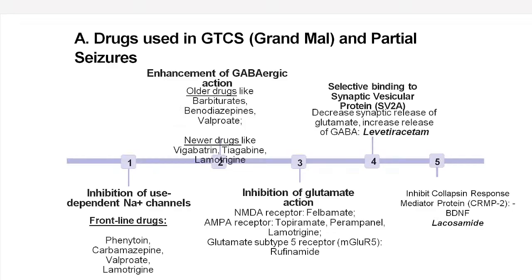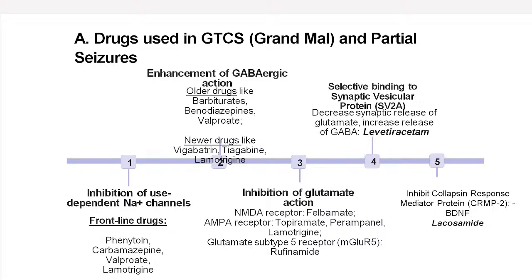Now, let's have a look at drugs which act on GTCS or generalized tonic-clonic seizures and partial seizures. So you can see the number one mechanism of action could be thought of as those which inhibit the use-dependent sodium channels. So these are your frontline anti-epileptic drugs. You have drugs like phenytoin, carbamazepine, valproate, lamotrigine. These are very important drugs.